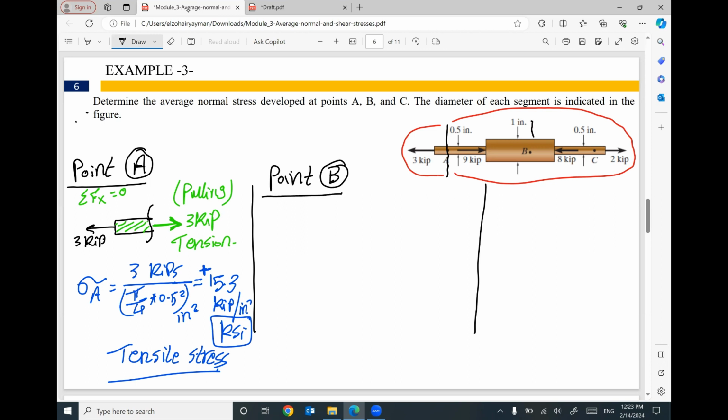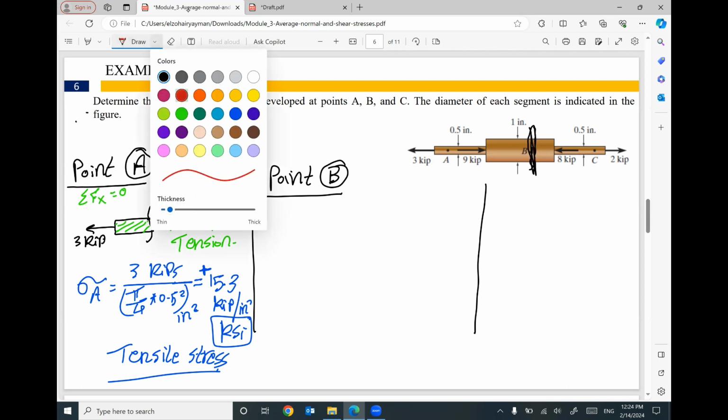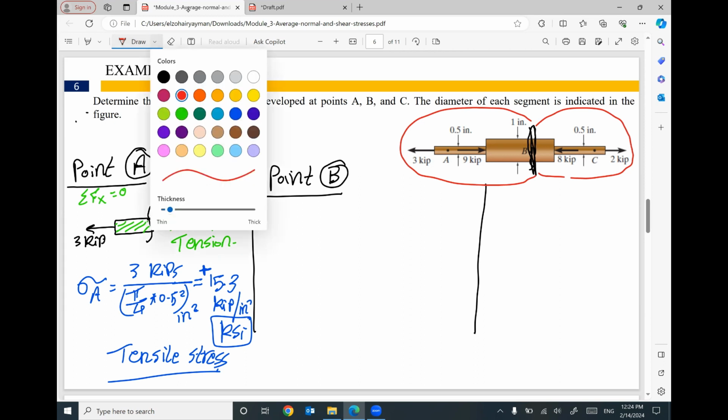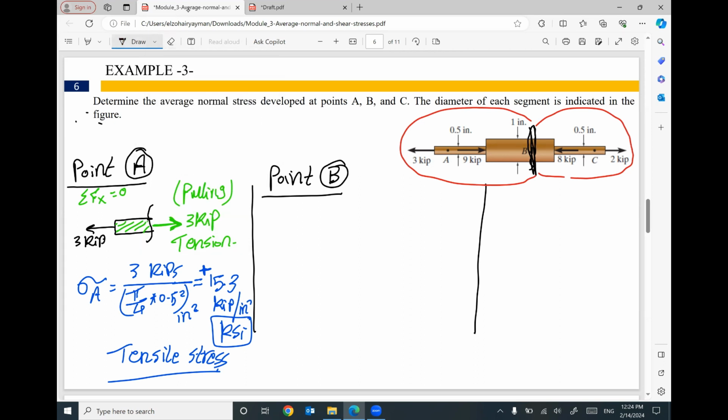I will do a cut at point B. So please forget the first cut. We have right now a new cut at point B. This cut will divide your member into two parts, one on the right and another one on the left. It's up to you to select whatever you want. So I'm going to select the right one.